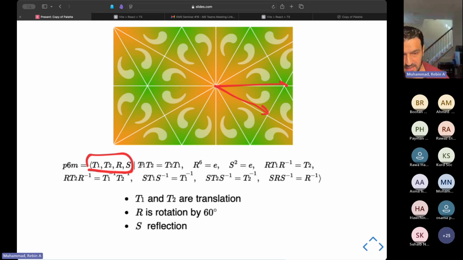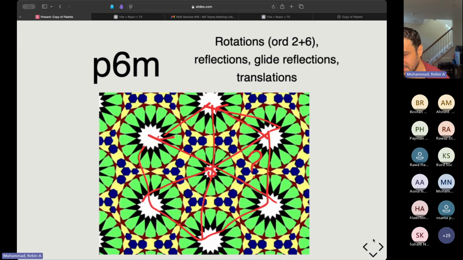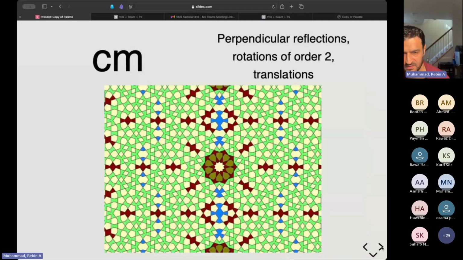I'm not sure about this one, but let's pick it. The other thing is that these translations commute. And the order of rotation is 6. That means if you rotate the pattern by 60 degrees, after 6 times you go back to the original. Again, the Islamic one is more sophisticated, more beautiful. The question is, how did they create this one?